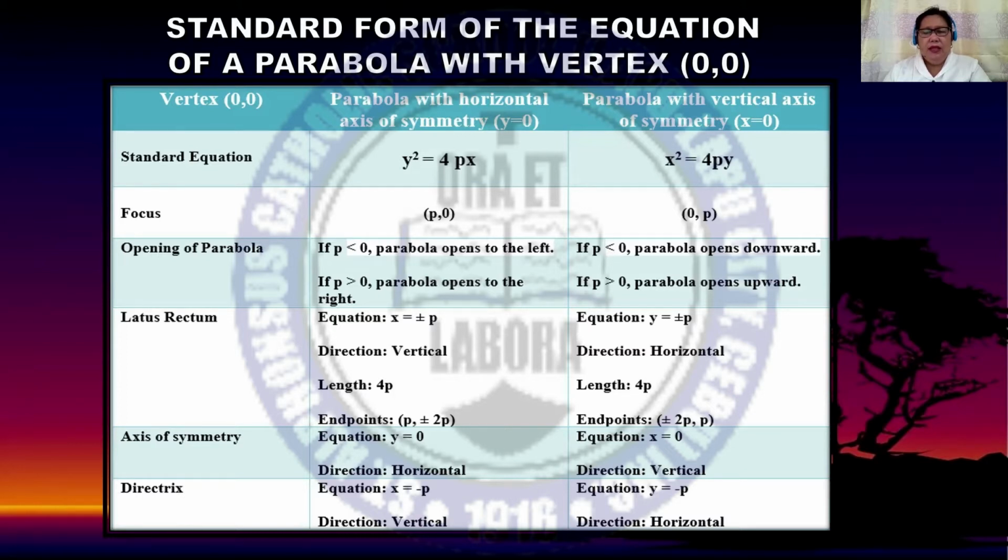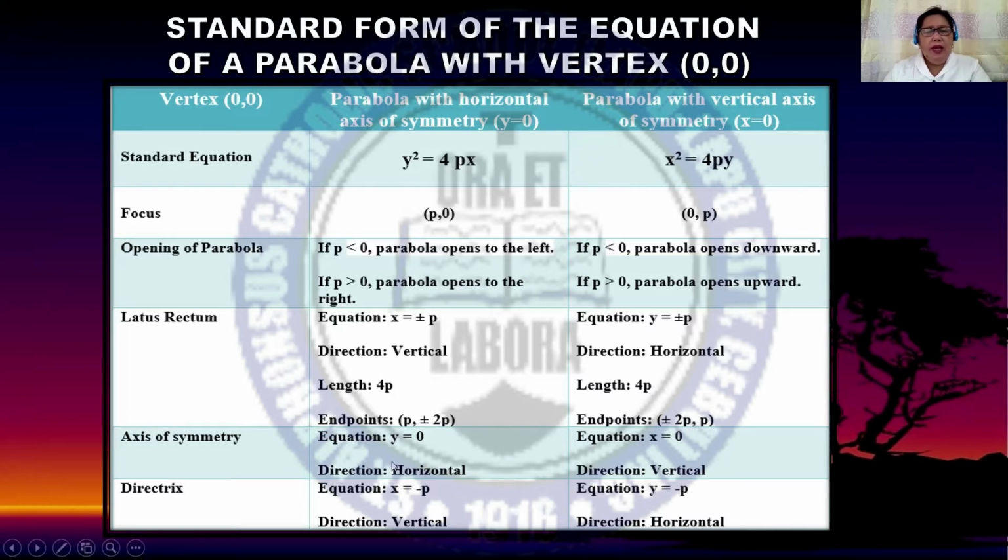The length is 4p. For the endpoints of the latus rectum of the horizontal parabola, we have the coordinates (p, positive or negative 2p). For the vertical parabola, the endpoints of the latus rectum, we have the coordinates (positive or negative 2p, p).